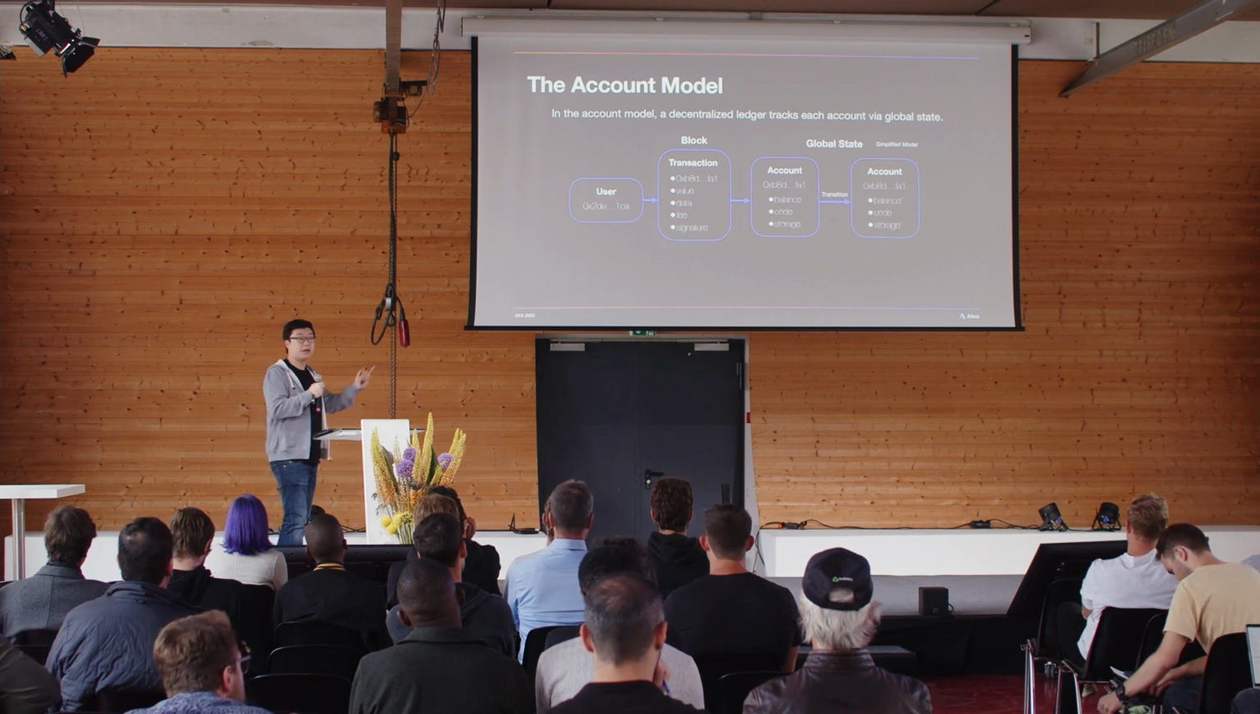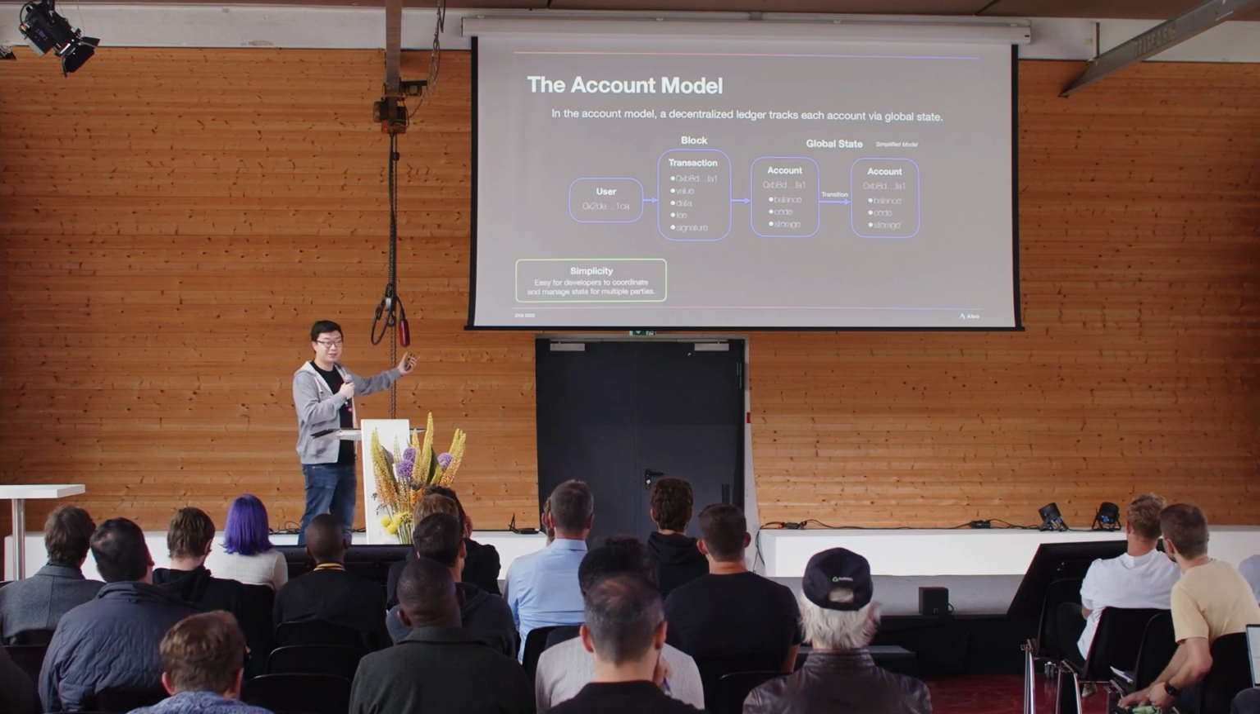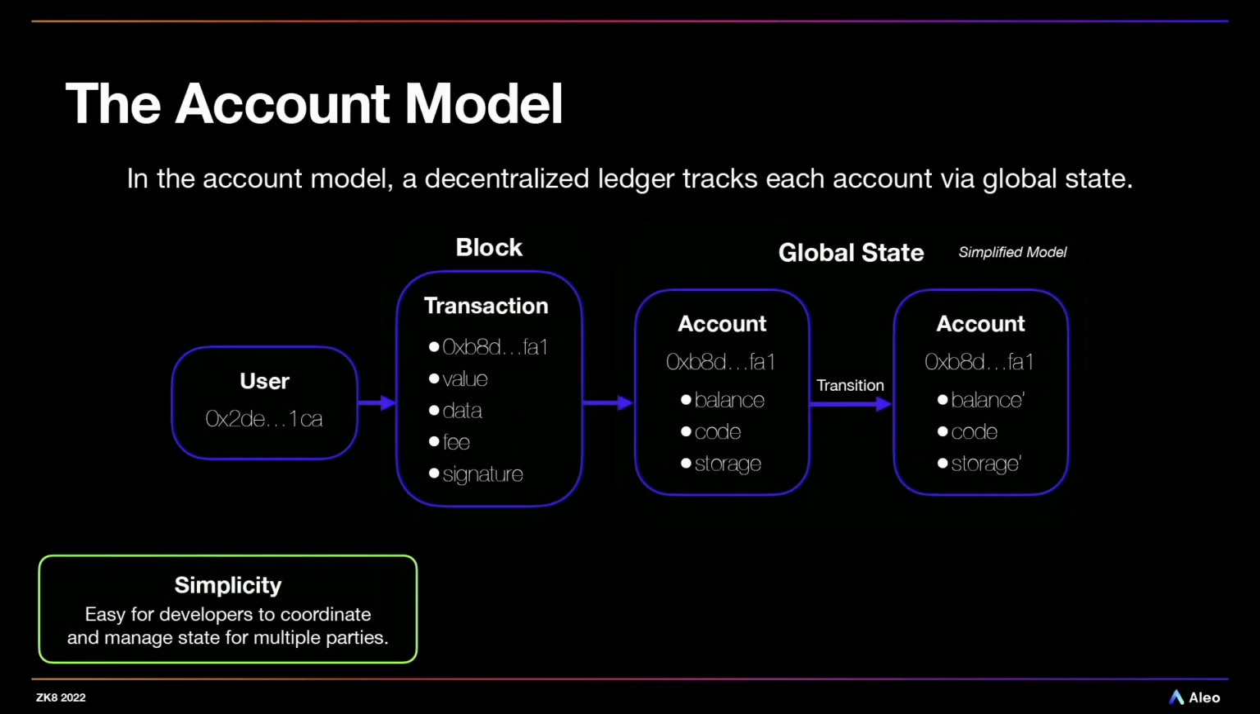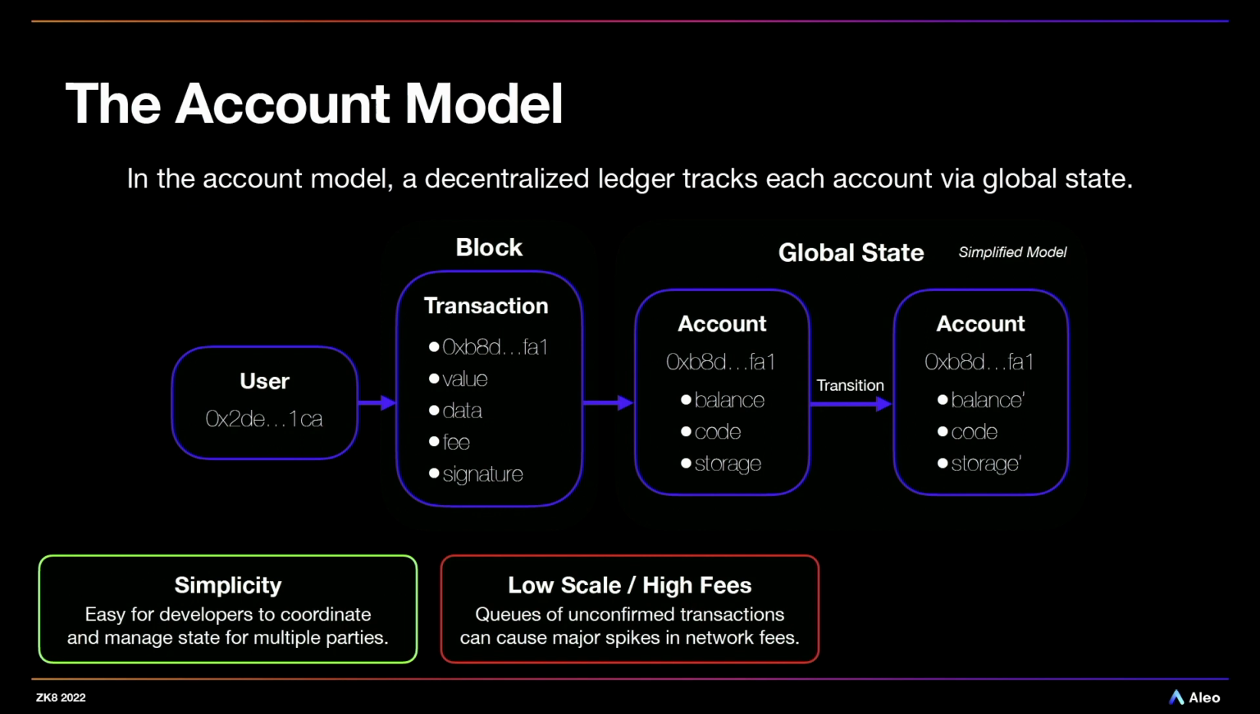Naturally, one of the biggest benefits of the account model, as you know, is simplicity. It's really easy for developers to coordinate and manage state between multiple parties. But there are a few trade-offs, of course. One is that there's a scaling problem. There's also a high fee problem, and they're duals of each other in the sense that complex tasks can be time-consuming, and large queues of unconfirmed transactions can build, which causes significant spikes in the network fees. And the last one, naturally, is that there's just no privacy in the account model today.